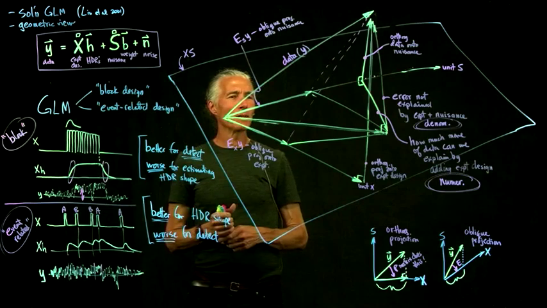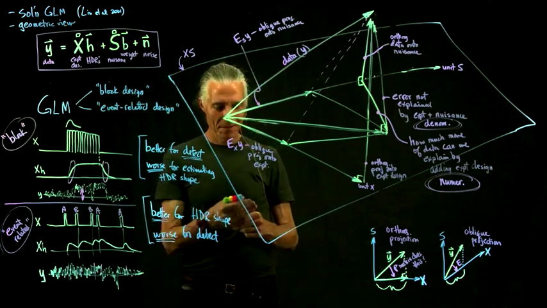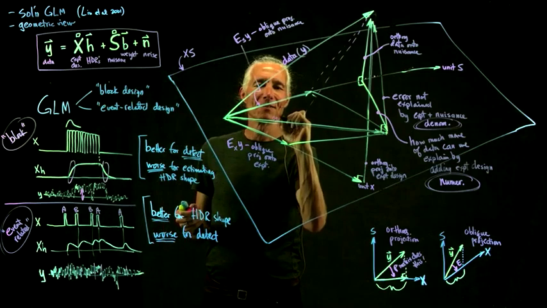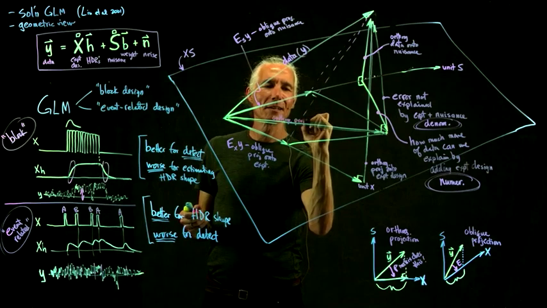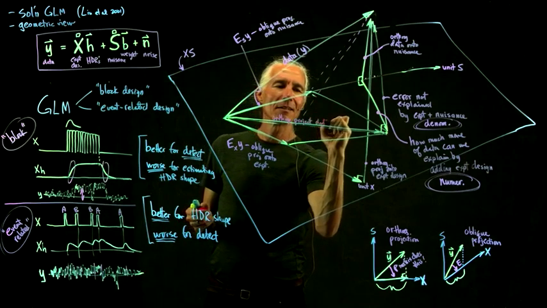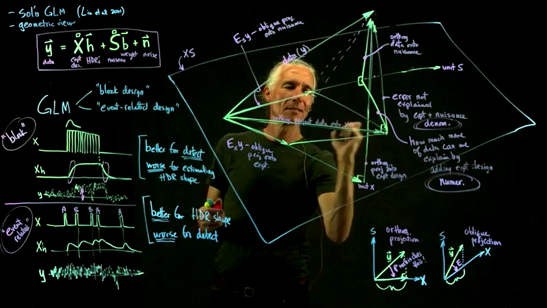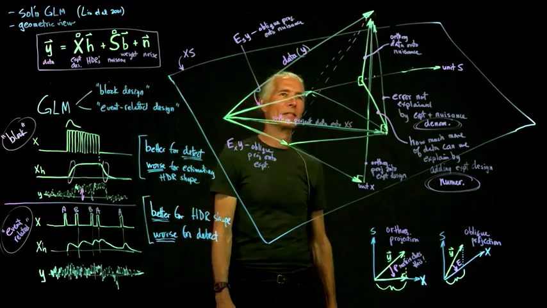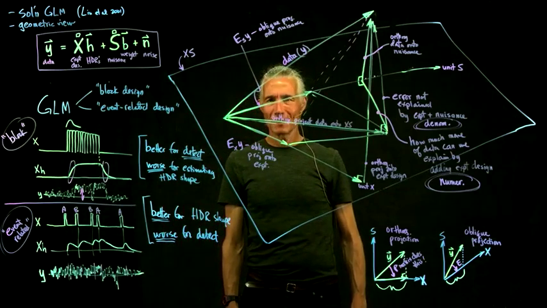Did I label all the vectors? Yeah, I think I did. I forgot to label this one. So this is orthogonal projection of the data onto X S. So both of those. Yeah. I think I got all the other ones.